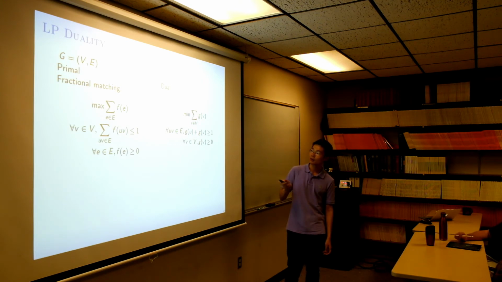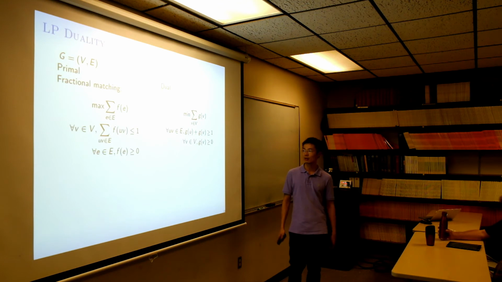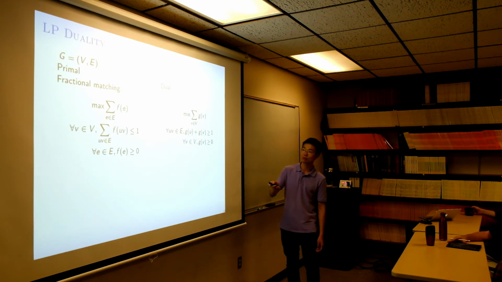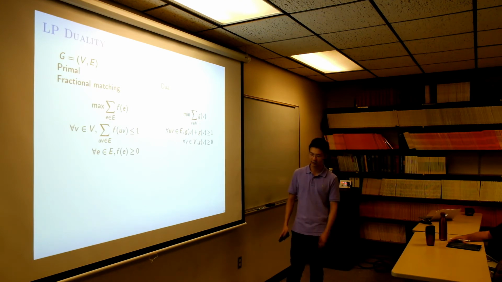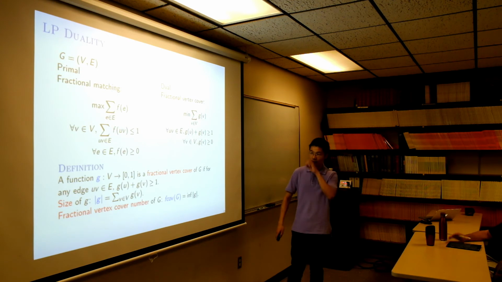So you look at the dual. For each condition here, you have a function g on the vertex v, and you minimize the sum of gv over vertices v, and for any edge, gu plus gv is greater than or equal to 1, which is the coefficient of f here. And for any vertex v, gv is greater than or equal to 0, which is exactly the definition of a fractional vertex cover. And LP-duality says this is the same.